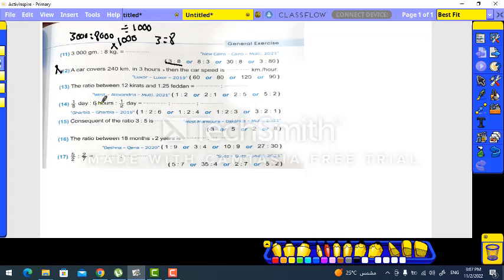Skip this. The ratio between 12 carats and 1.25 fiddans. So which one is the biggest? Yes, actually the fiddans. So multiply it by 24, yes, of course, so it will be 12 to 30. Divide them by 6, so it will be here 2 to 5.